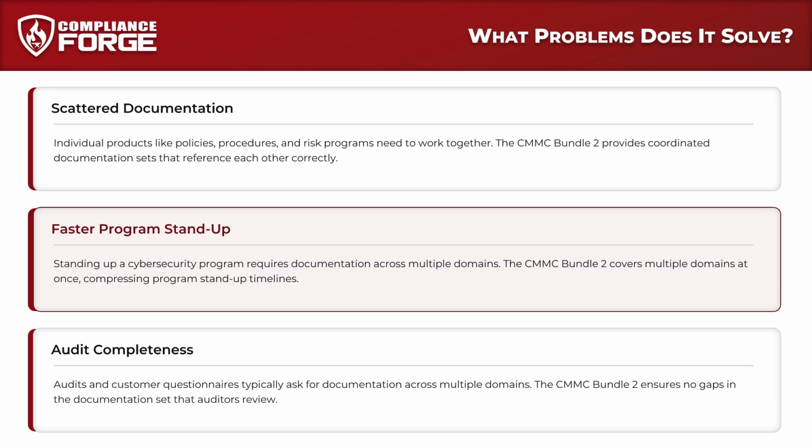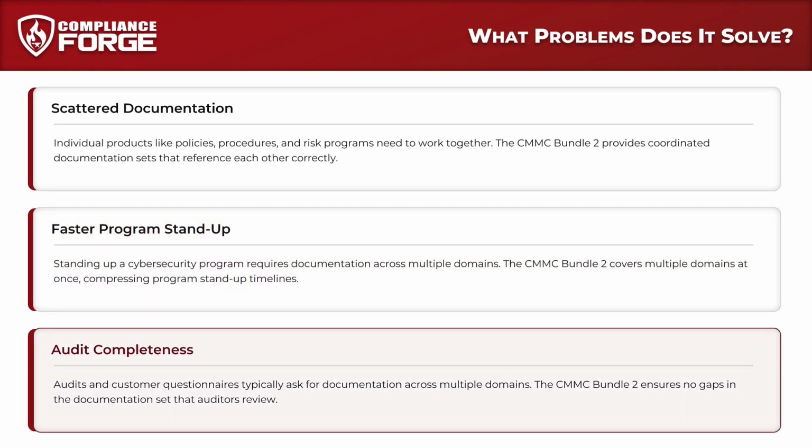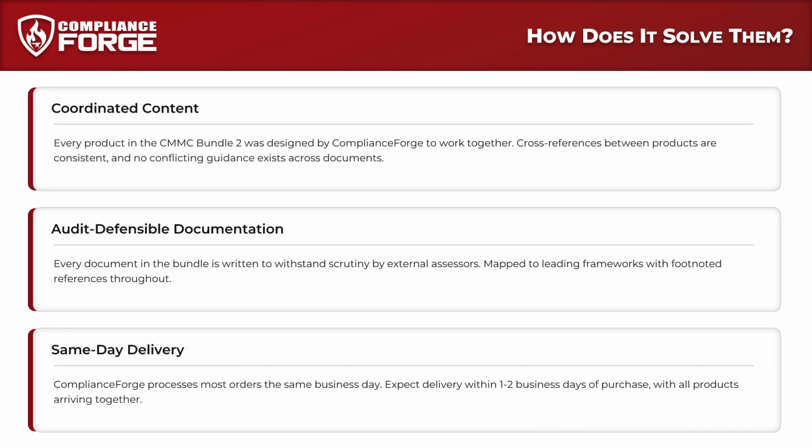The bundle covers multiple domains at once, compressing those timelines. And the third is audit completeness. Audits and customer questionnaires typically ask for documentation across multiple domains. The bundle ensures no gaps in the documentation set that auditors review. The bundle addresses multi-domain documentation challenges with a pre-assembled, coordinated set of products at a discount.